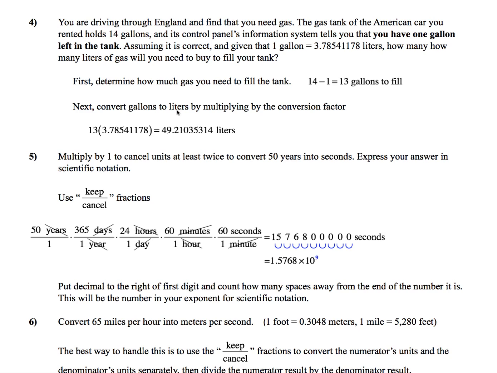Then we convert gallons to liters by multiplying by the conversion factor. 13 times that conversion factor gives us 49.21035314 liters. How far should you round? Since there's a 0 here, I would round to 49.21, but that's up to you. You don't, however, want to round to 50, because there's a 2 in the tenths place here.